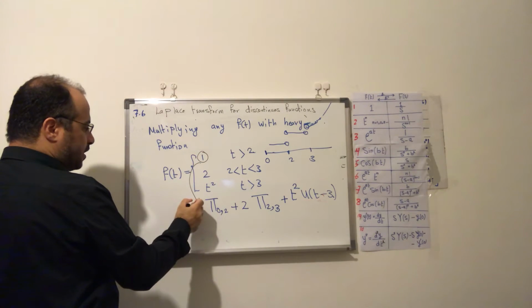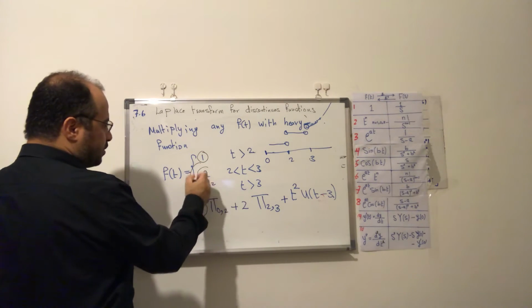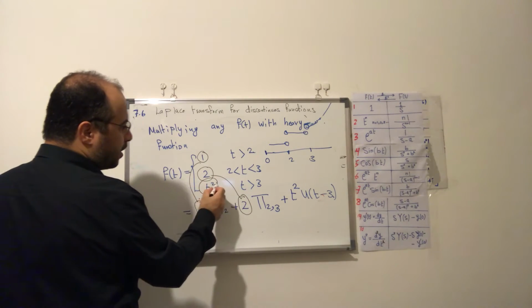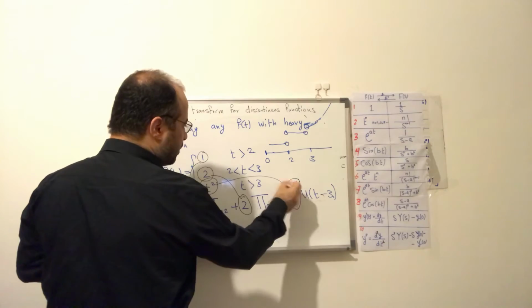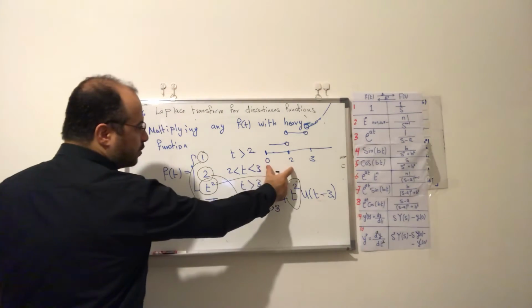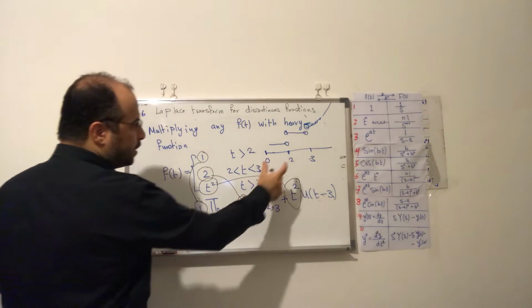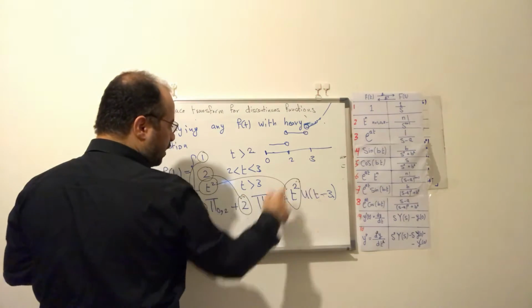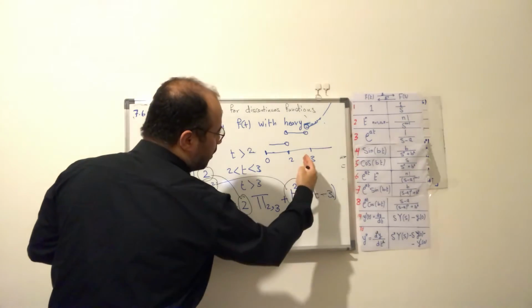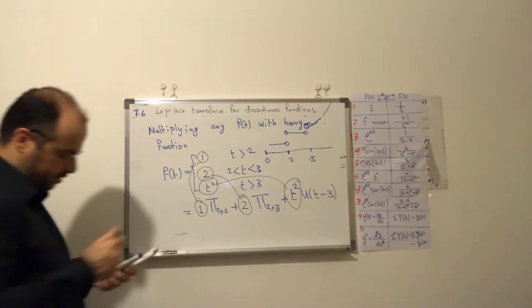That 1 is going here, right? And that 2 is going there, yeah? And that t squared is going there, yeah? And this one you need it inside the window 0, 2. That one you need it inside the window 2, 3. And that one you need it from 3 up to infinity.